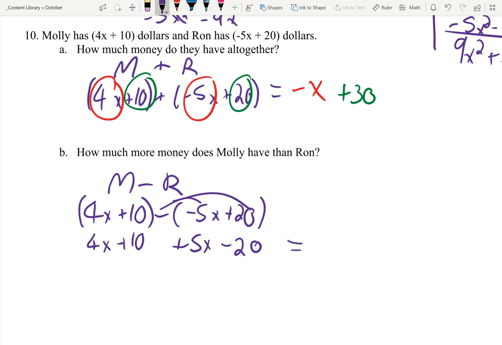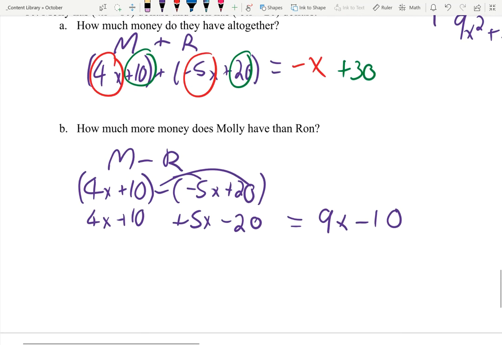So when you combine it, you'll realize that Molly has 4x plus 5x, which is 9x, and 10 minus 20 is negative 10. 9x minus 10 more dollars. No, it doesn't really make a whole lot of sense, but it kind of does. So there's our result.